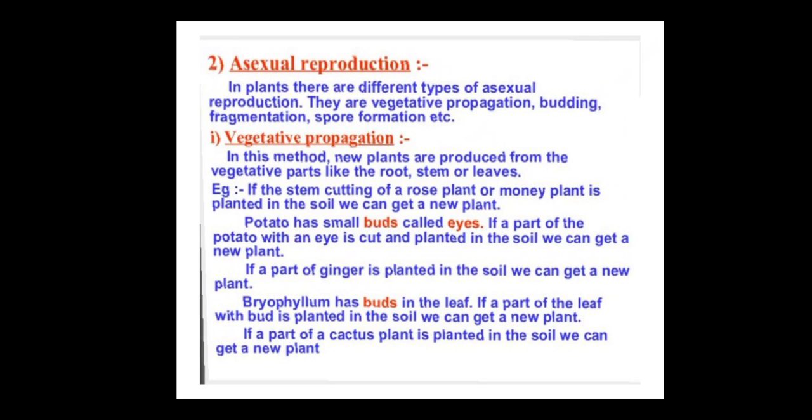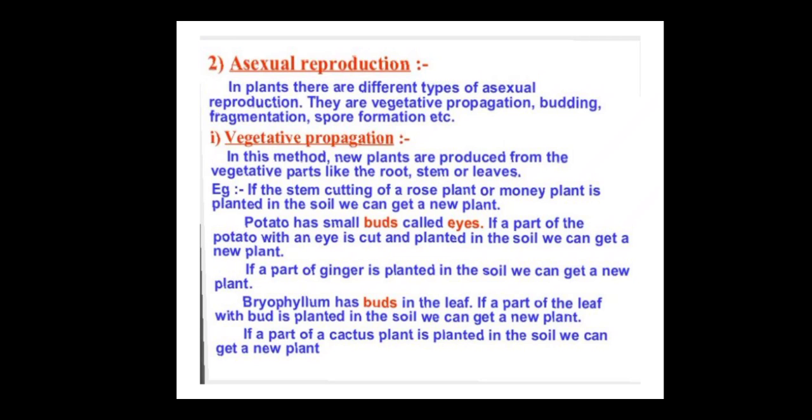Now asexual reproduction. In plants there are different types of asexual reproduction. They are called vegetative propagation, budding, fragmentation and spore formation. Now let's learn about asexual reproduction and its different types. First we are going to learn vegetative propagation. In this method, new plants are produced from the vegetative parts like root, stem or leaves. A new plant can be produced from any of these three parts: one can be root, the second can be stem, or leaves.